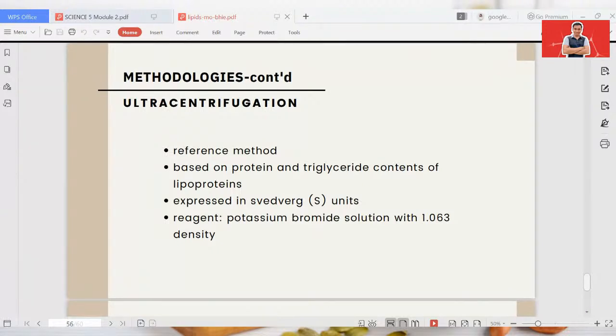Okay. So, the reference method, ultracentrifugation is the reference method, and it is based on protein and triglyceride contents of lipoproteins. It is expressed in Svedberg units, and the reagent is the potassium bromide solution with 1.063 density.